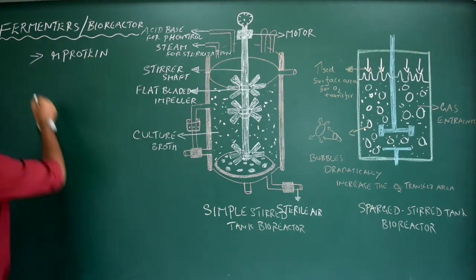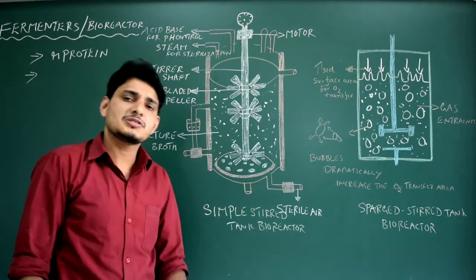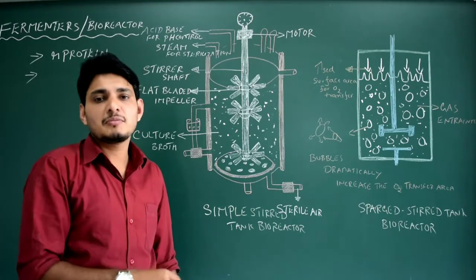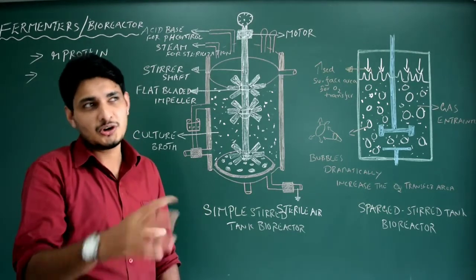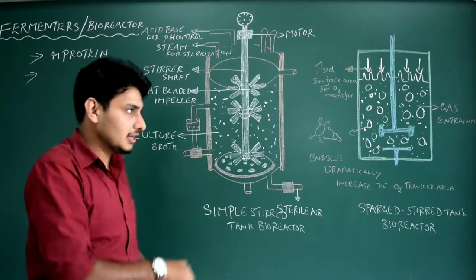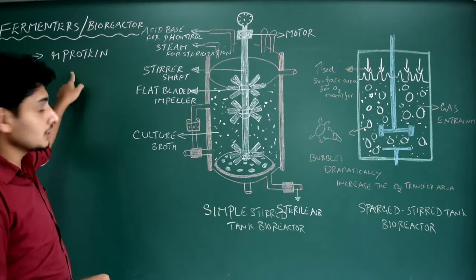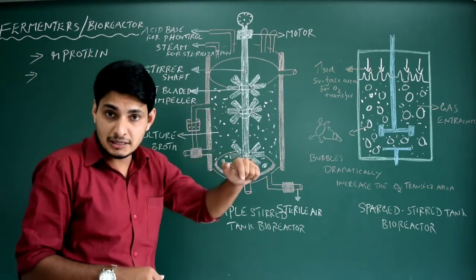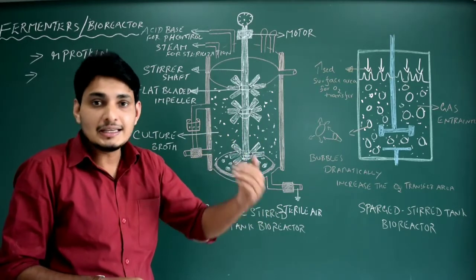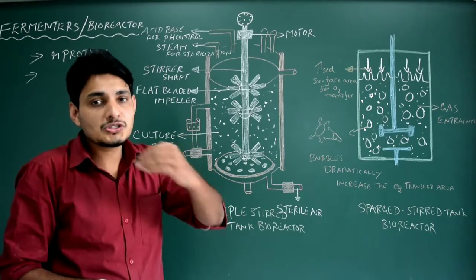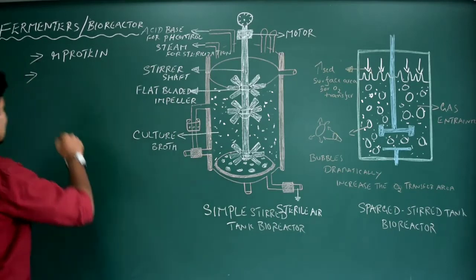Now the question is, what is this recombinant protein? Recombinant protein is the product obtained from the gene of interest inside a heterologous host, not heterogeneous, heterologous host. If you want, you can write that down, very important. R protein is the desirable protein or product obtained from the gene of interest inside a heterologous host. Got it? That is recombinant protein.